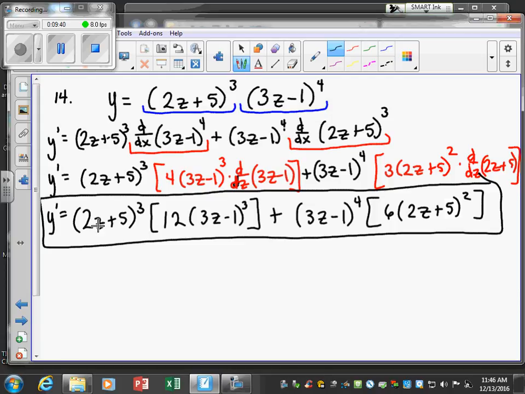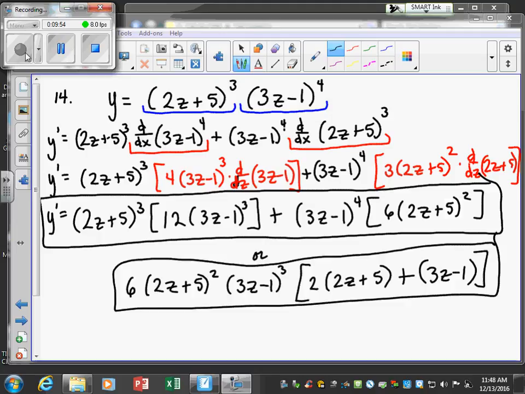Although we know they have a common term of 2z plus 5 to the 2nd power, a 6. They also have 3z minus 1 to the 3rd power. Just so you see it with GCFs pulled out.